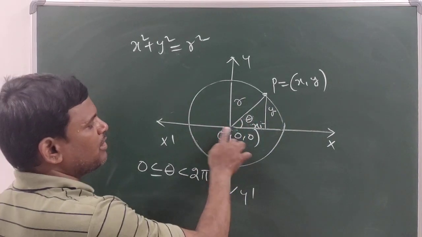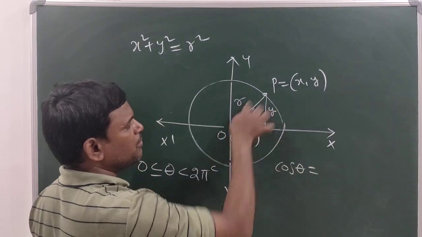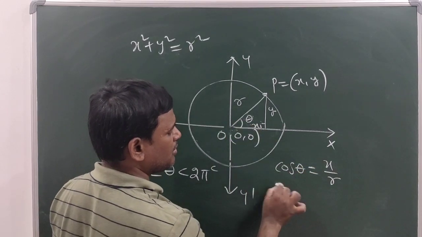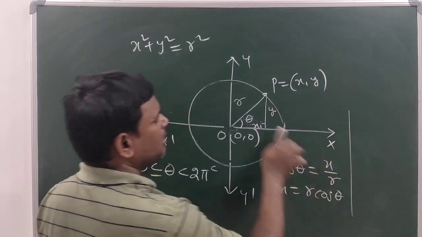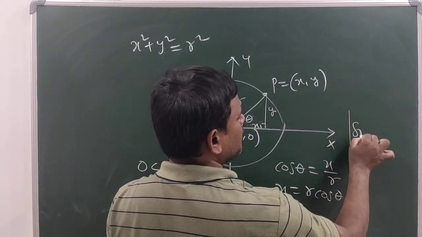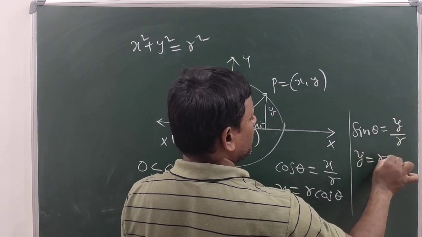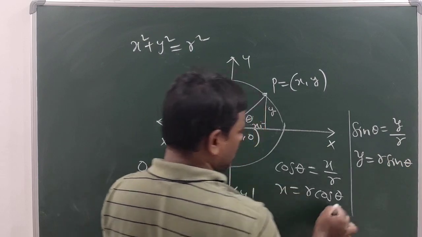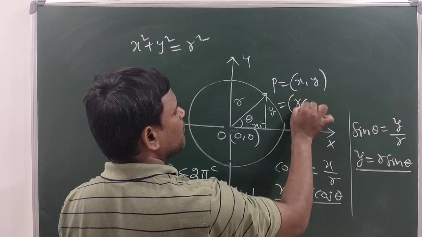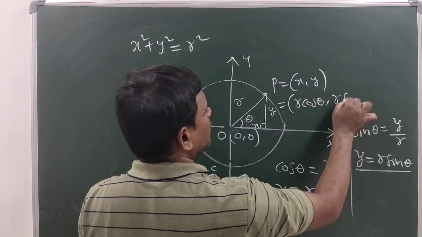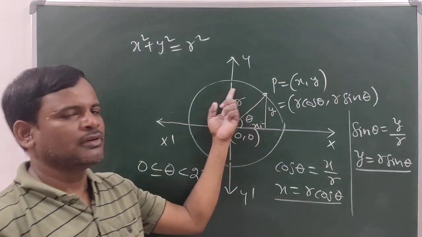Now consider this right angle triangle and define cos theta. Adjacent by hypotenuse, x by r. Now x equal to r cos theta. Similarly, define sin theta. Sin theta is equal to y by r. Now y is equal to r sin theta. Now x equal to r cos theta, y equal to r sin theta is the parametric form of a point on this circle, (r cos theta, r sin theta), where theta is a parameter.